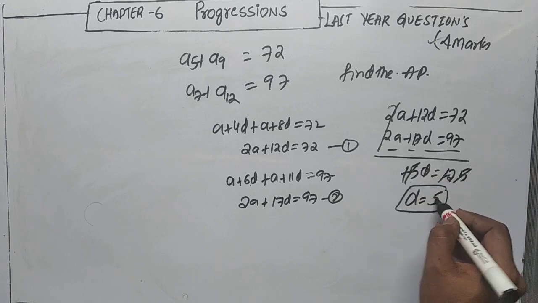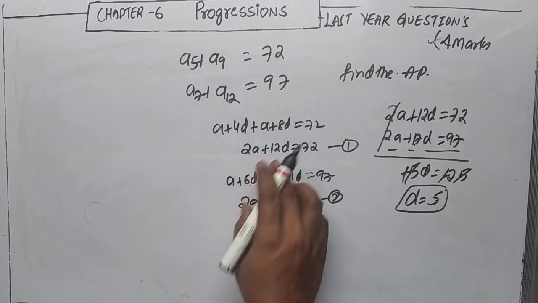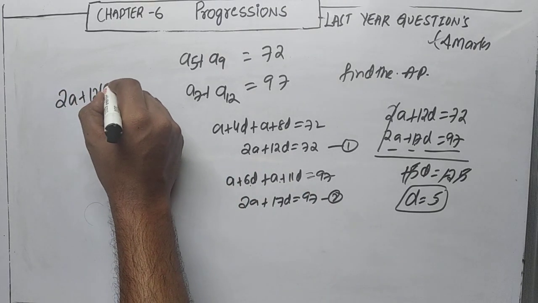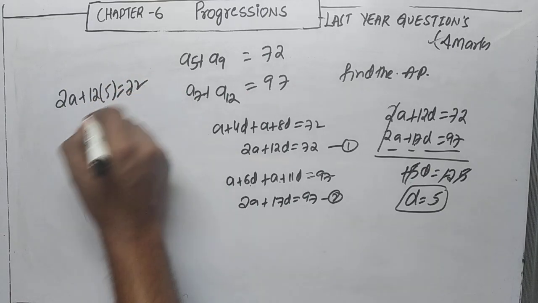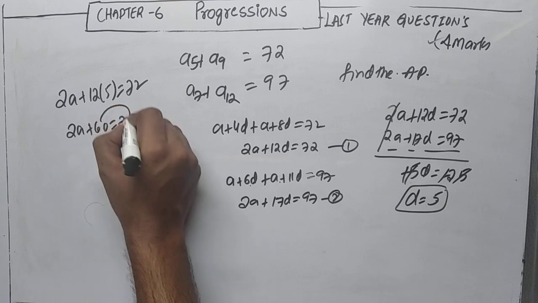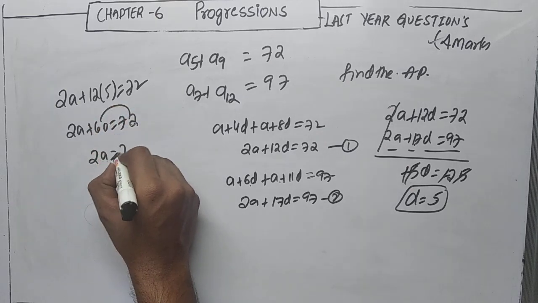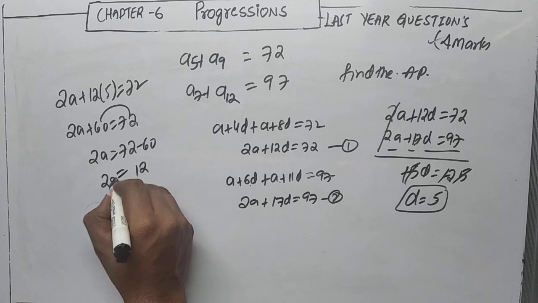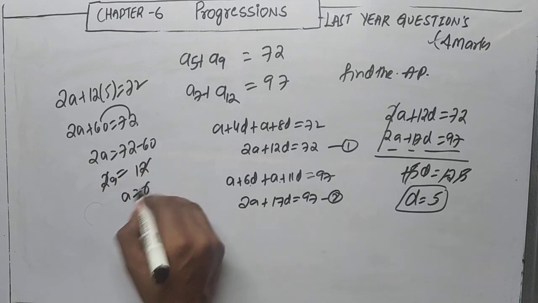So if you substitute this d value in any one of the equations, we will get the a value. So 2a plus 12d, d value is 5, equals 72. 2a plus 60 is equal to 72. 2a is equal to 72 minus 60, that is 12. 2a is 12, so 2 6s are 12. So we got a value is 6.